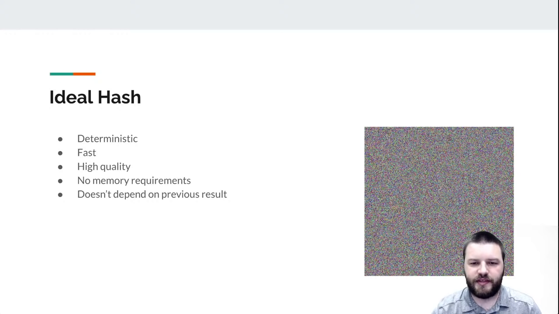It should also have a consistent and predictable performance. Third, it should be high quality and appear as indistinguishable as possible from a truly random process. Fourth, it shouldn't have any memory requirements or depend on previous results. We wouldn't want it to cause frames to take longer than others because it had to do slow memory fetches.